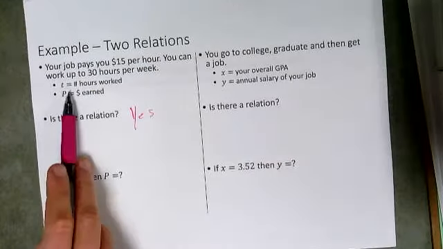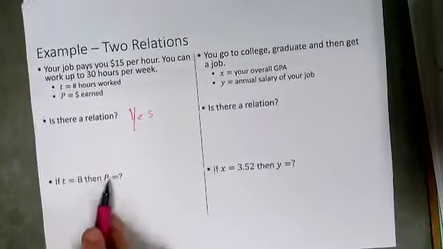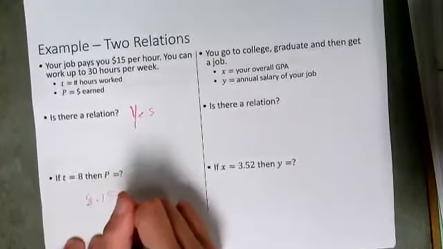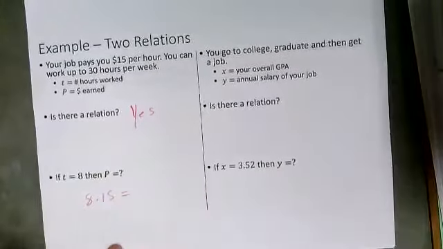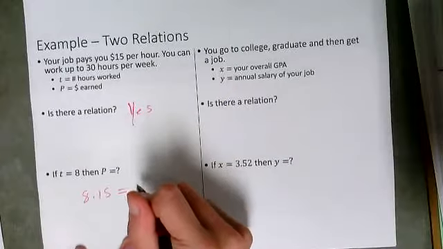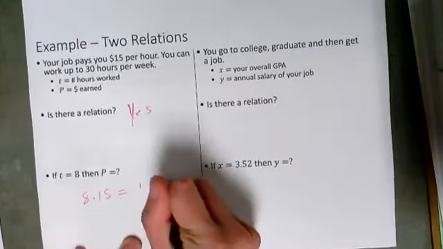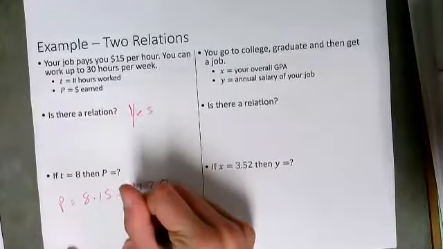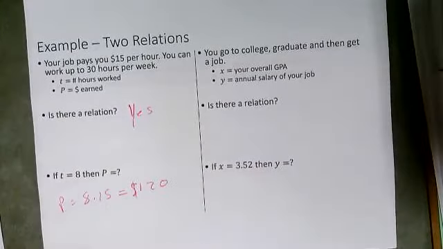So if T is equal to 8, how much is P? So you get $15 per hour. So it's 8 times 15 is going to give you, what is that, 200 and something? No, sorry. Quick math in the head is not working right now. This is 120. And you should include the units at the end. You get $120.